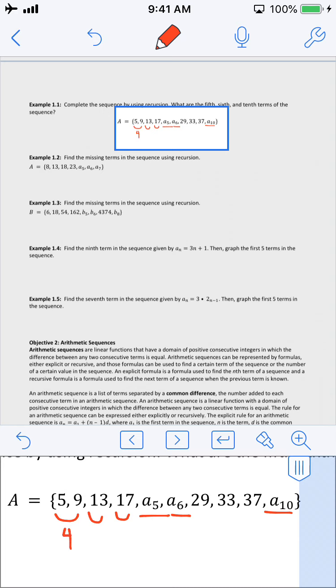How do you get from 9 to 13? Oh, 13 minus 9, also adding 4. 13 to 17, yep, I added 4. Okay, so it looks like each time they're adding 4.